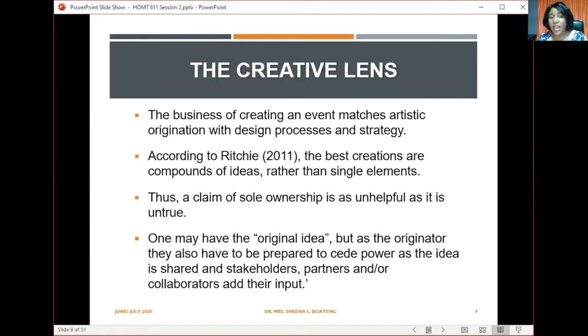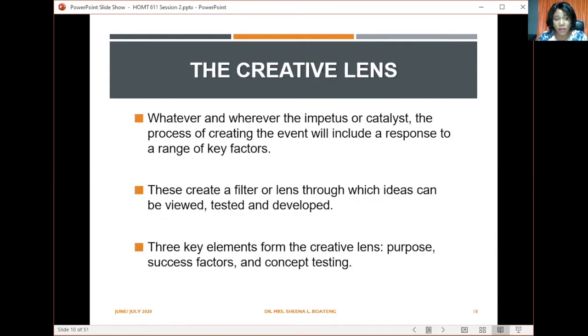So with the creative lens, we are saying that you alone cannot be creative when it comes to designing an event. You need partners, you need collaborators. At least you need one partner or collaborator who can think as creatively as you and come up with something unique that will turn it into a great event. So whatever and wherever the idea came from, the process of creating the event will include a response from a range of key factors, right? And these create a filter through which your ideas can be viewed, tested, and developed. Because like I said, if you alone come up with the idea and you are the only person who is supposed to design the strategies and processes to create the event, you will not be able to critique yourself.